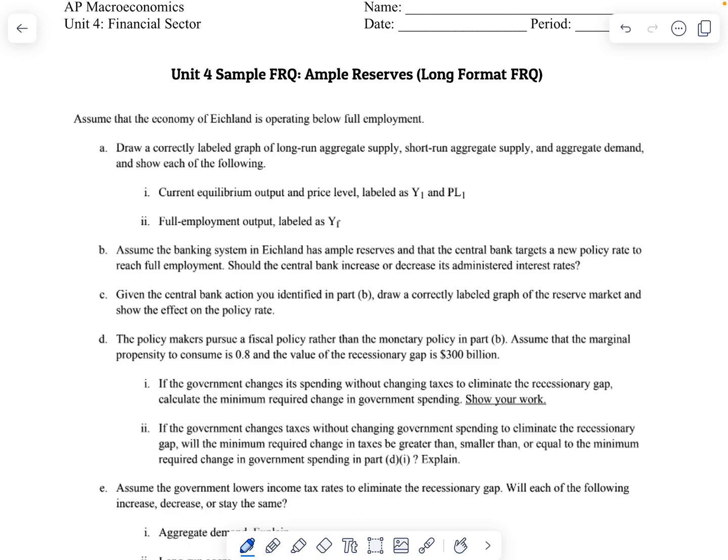So what I'm going to do is I've kind of gotten this question ready to make the video a little bit quicker, but take a look at your graph and just be cognizant or aware of your labels, because newer questions from the College Board like this are starting to shift to Y1 and PL1 as opposed to YE and PLE. So just pay careful attention to your labels.